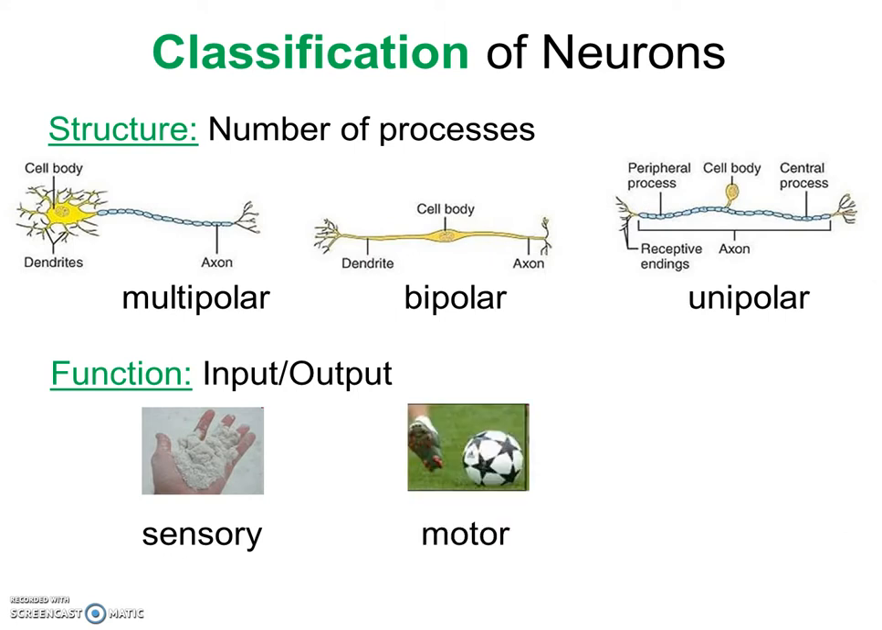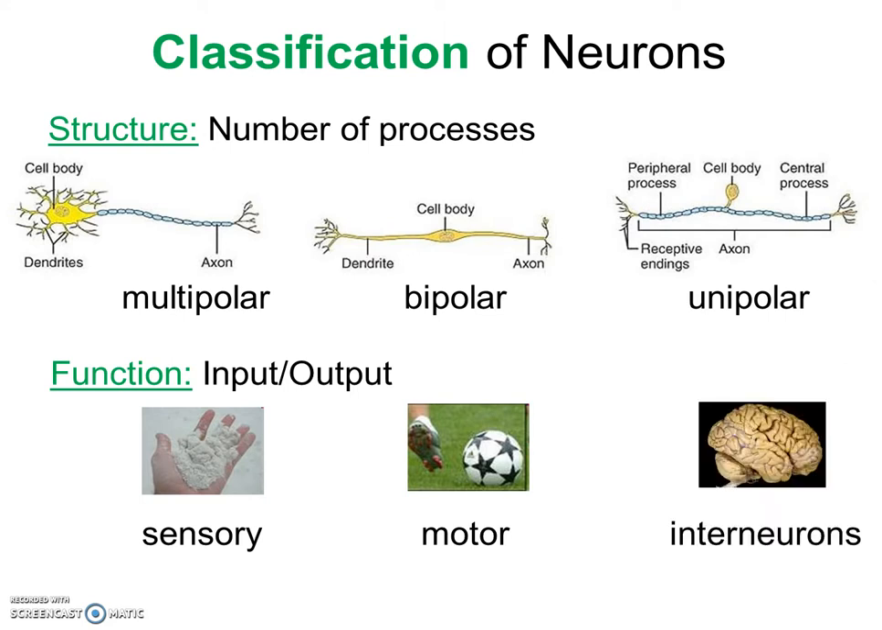Next, we have motor neurons. We've actually seen motor neurons before when we talked about our muscles. A motor neuron's job is to go and innervate muscles for movement. So you have motor neurons that innervate your biceps. You have motor neurons that innervate or activate your quadriceps, and so on. The motor neurons contact muscles and get the muscles to move.